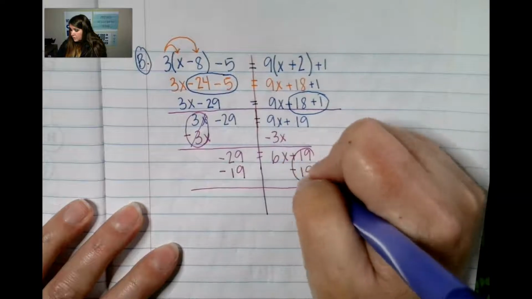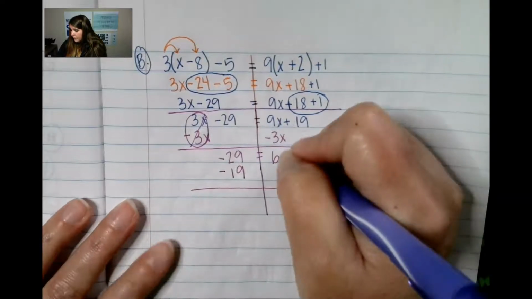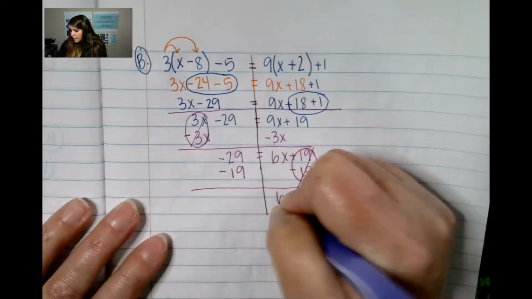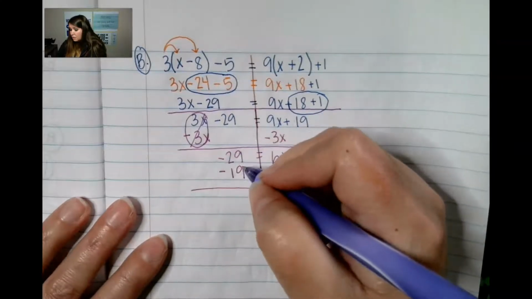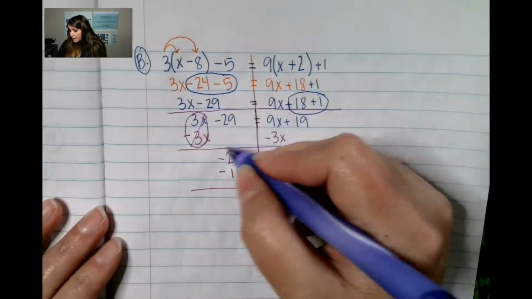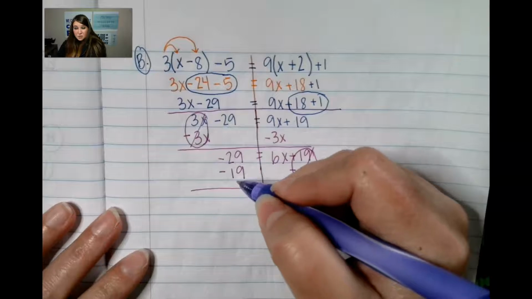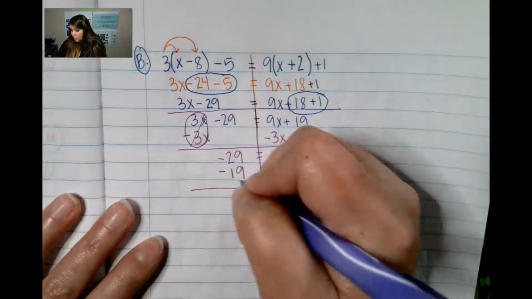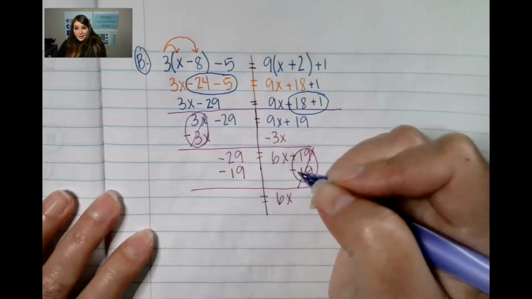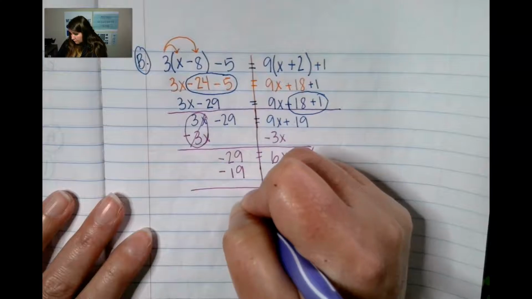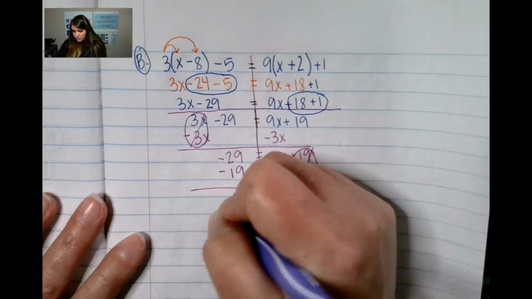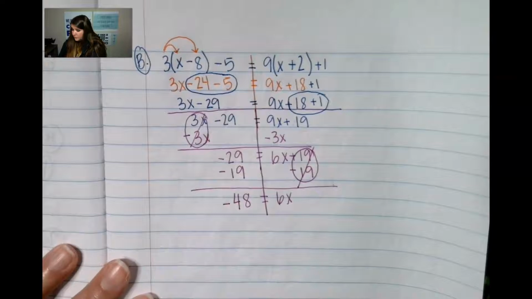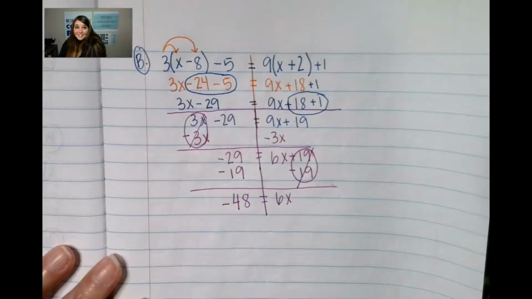And so this goes away. And now I'm left with 6x equaling, whew, that's a lot of negatives. I had negative 29 and I took away 19 more, or added on 19 more negatives. So this would give me -48. That's a lot of negatives.